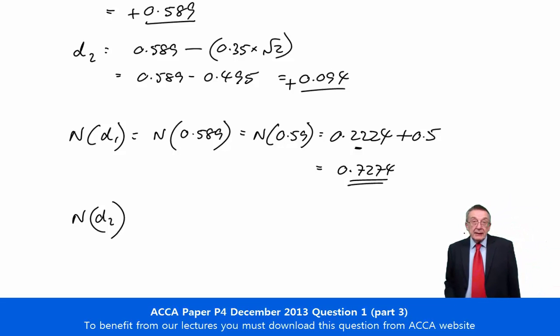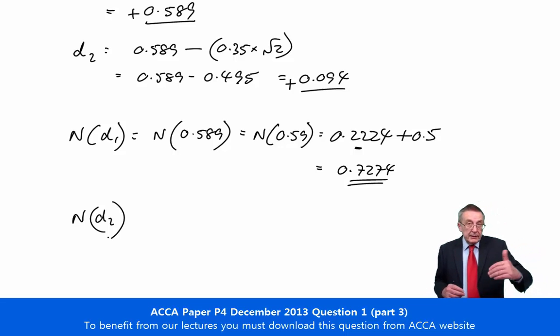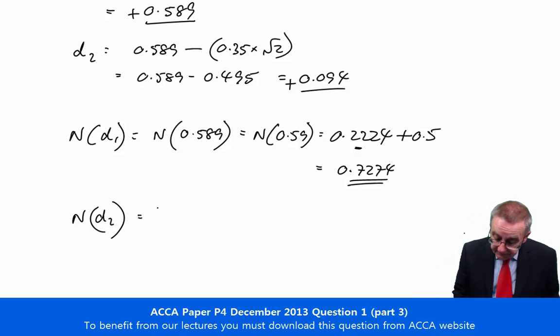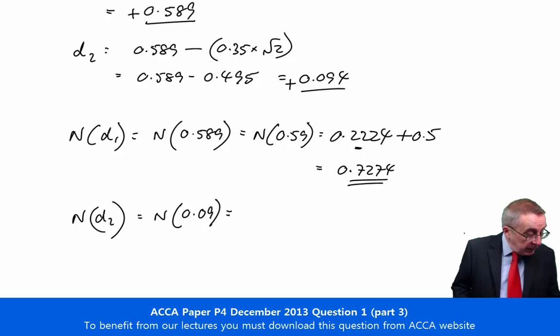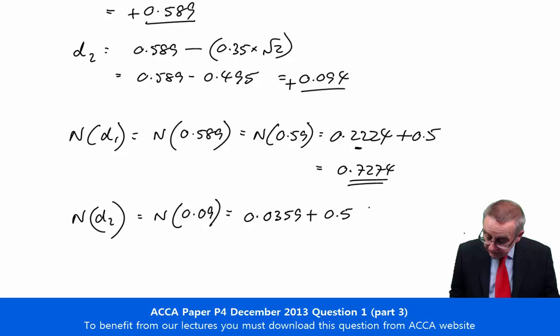Similarly, N(D2). D2 was 0.094. The examiner has apportioned between 0.09 and 0.10. I would just do it to 2 decimal places, to the nearest, which is 0.09. And looking at the 0.0 row and 0.09 column, I get 0.0359. And again, it's positive, so add 0.5, 0.5359.